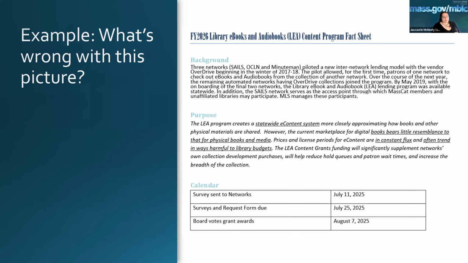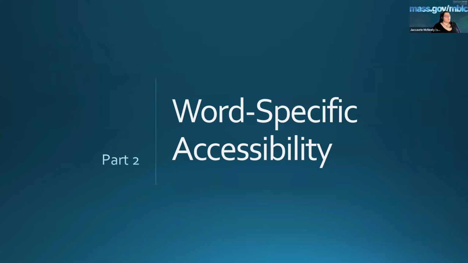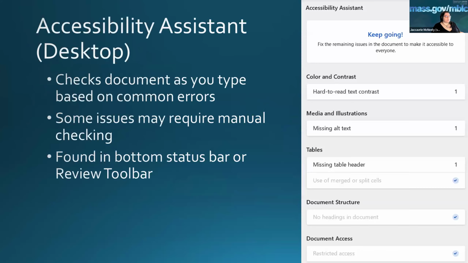And later on, you're going to see an example of what this document actually looks like in a shortened form. So when we're looking at Word-specific accessibility, I'm going to look at a couple of things here. First is the accessibility assistant. This is a little bit different on desktop versus web, so we're going to see some of those differences in just a minute. What this does is it's actually going to check your document as you type.